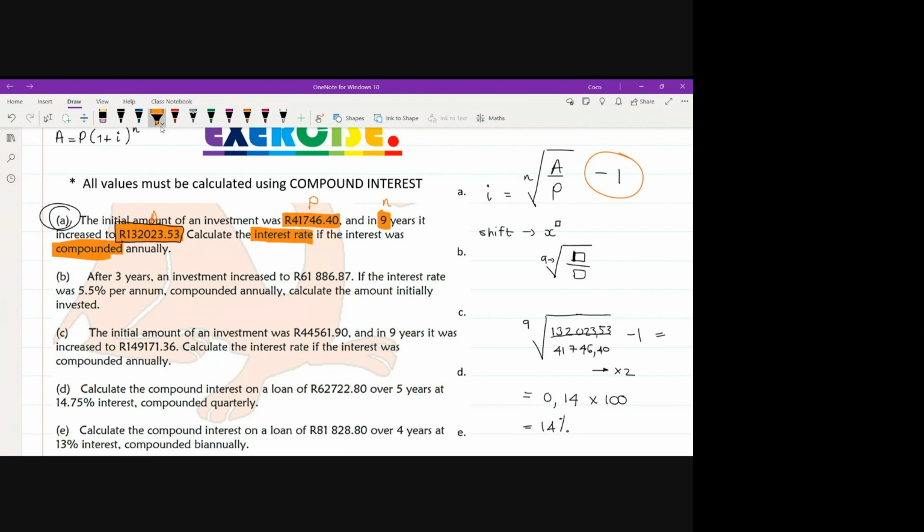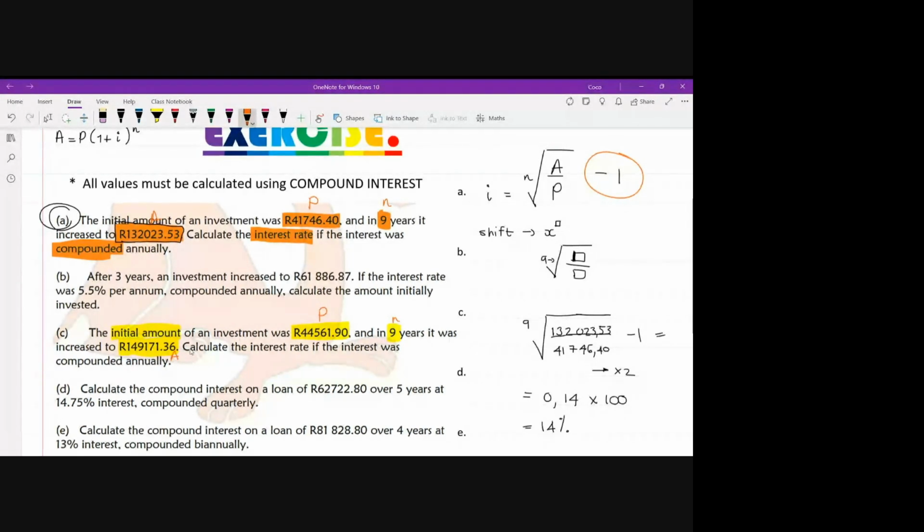All right, so let's start at the beginning. It says here, the initial amount. So we know initial means the start amount of an investment is 44,561. This is our P value. And in 9 years, we now know that this is our N. And we know that if it's in N years and we're calculating for the interest rate, we're going to take the 9th root. After 9 years, it increased to 149,171.36. That is our future amount after 9 years. So this is the end amount.